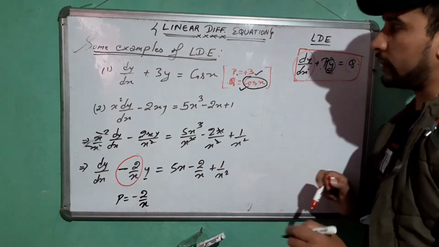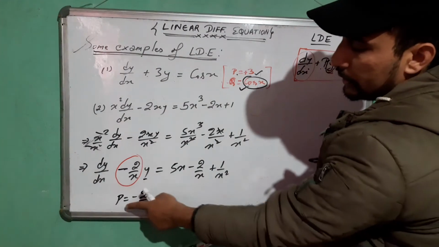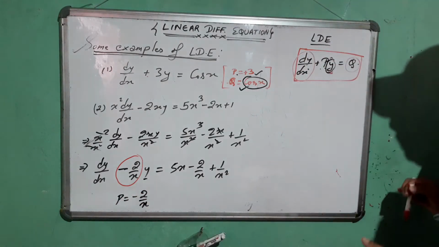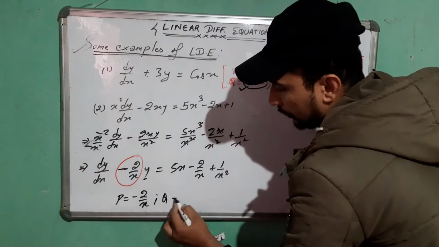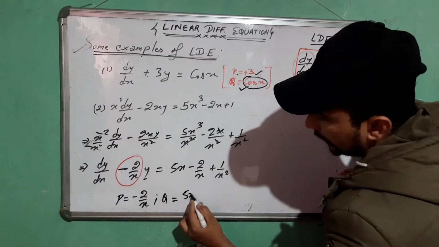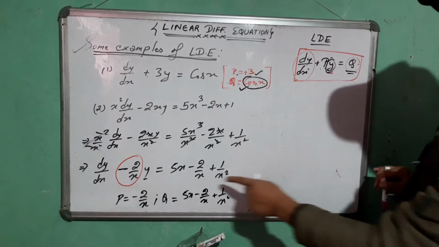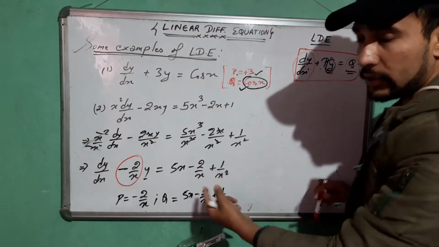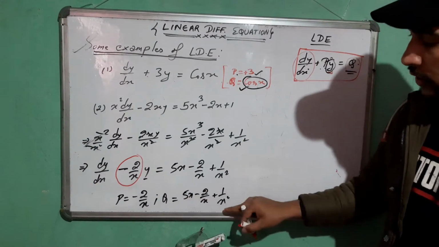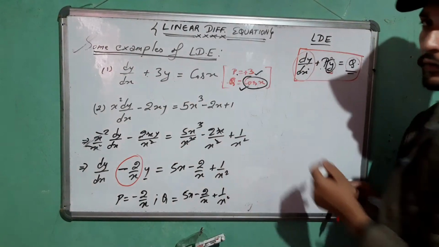So what was the criteria for p? P should be a constant or a function of x only. So here p is a function of x only, you don't have y. So for p our criteria is fulfilled. And q means whatever is there on the right hand side. Q is this 5x minus 2 by x plus 1 by x square. So the criteria for q was either it should be a constant or a function of x only. So here we have q as a function of x only, hence this is also a linear differential equation.